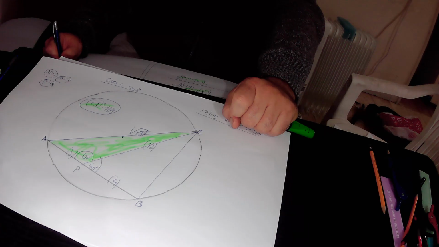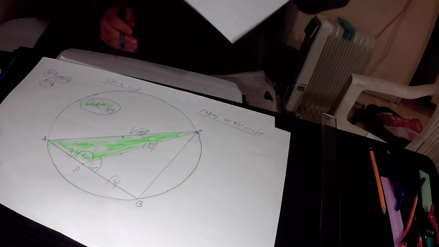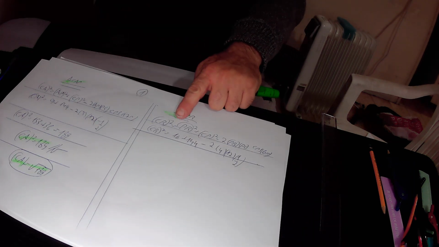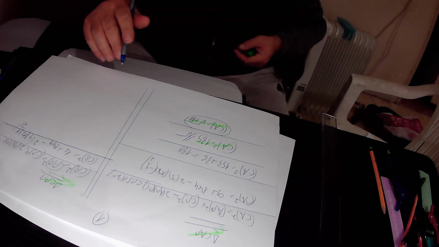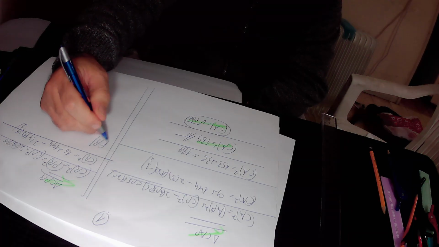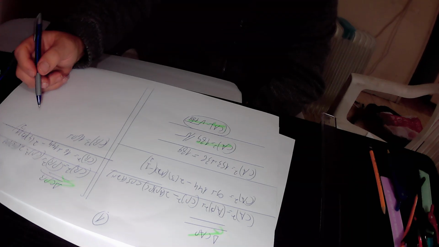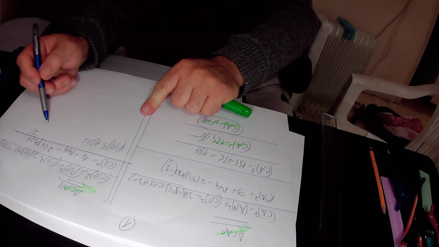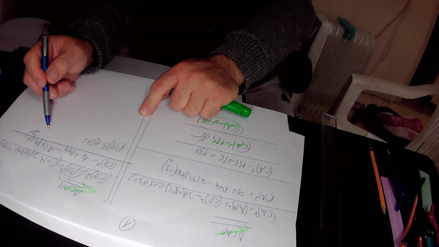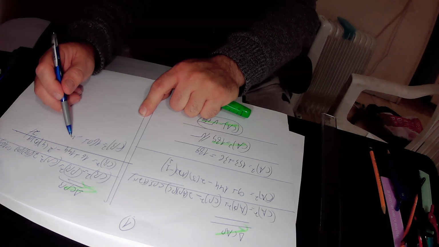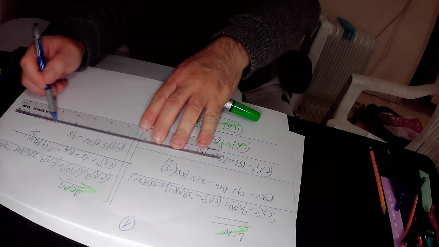So in total, we found out that CB squared equals 16 plus 144. This is actually 160. Minus, here we have 2 in the numerator and 2 in the denominator, so the 2s get cancelled. We're left only with minus 4 times 12, that is minus 48. So CB squared equals 160 minus 48, that is 112.